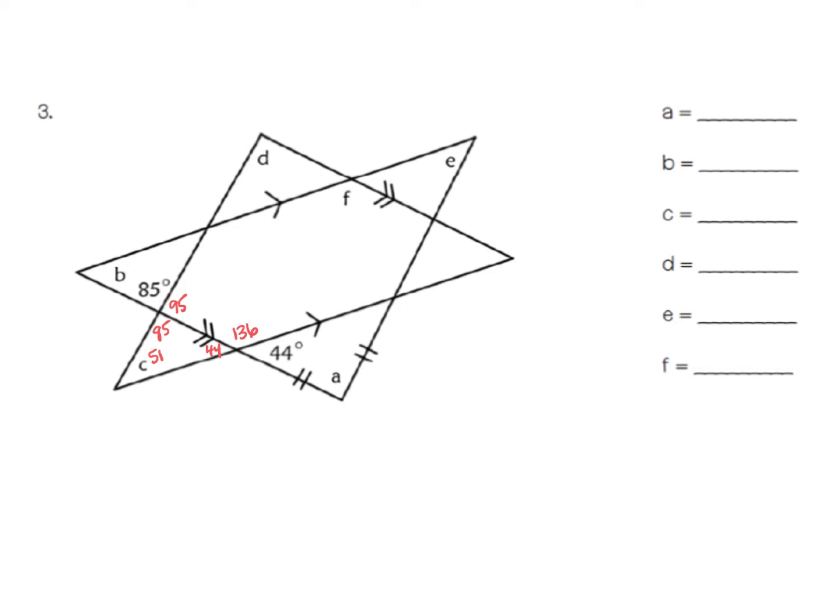Down here at the bottom where A is, this is an isosceles triangle. So if this angle is 44, this angle has to be 44. Okay, so those are base angles, right? Now I can find my vertex angle. So 180 minus 88 gives me 92.